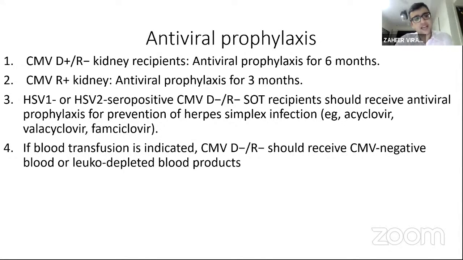Like I said previously, valacyclovir has also been used for CMV prophylaxis in kidney transplant patients. So if you have to select one, I would prefer to give the patient valacyclovir. Now, if blood transfusion is indicated post-transplant and your patient is CMV donor negative, recipient negative, then one should make sure that the blood received is CMV negative blood or leukodepleted blood products.